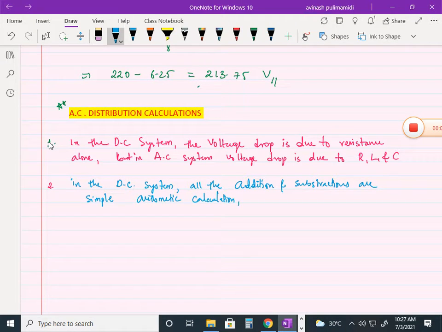But in case of an AC system, it is vectorial addition. Vectorial addition means magnitude and direction together we have to take. Vectorial sum.